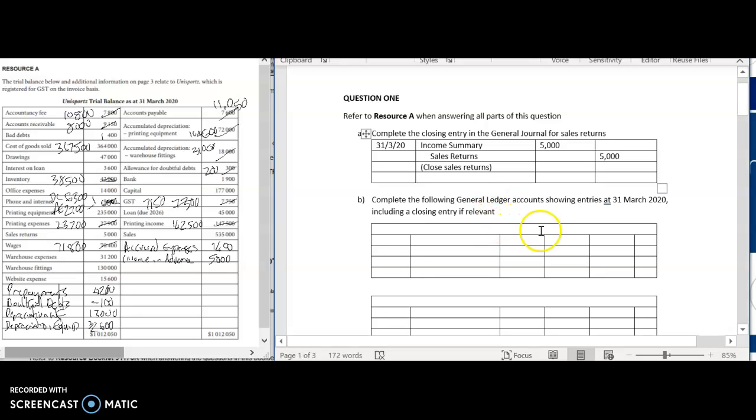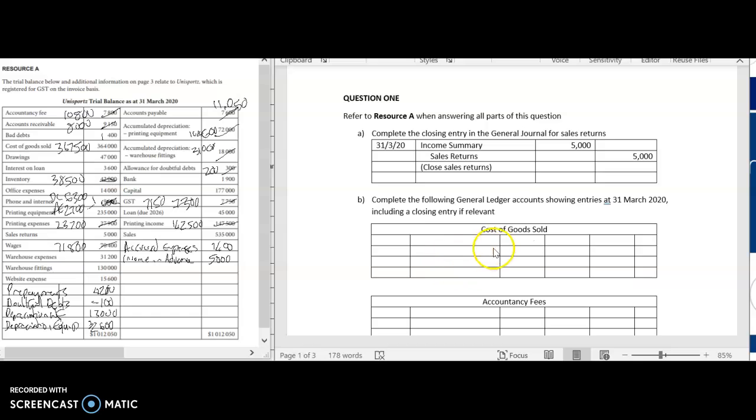So the general ledger, we're doing this for the cost of goods sold and accountancy fees. So cost of goods sold, if we look over here, it has an opening balance. So because of that, we're going to type in 31st of March and balance. And the balance goes straight into the balance column. So we've got debit, credit and balance. And the figure we put in here is the one that's printed. And it's got a debit balance, so we write DR.